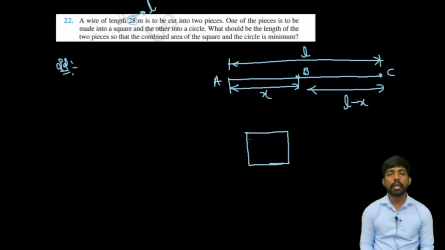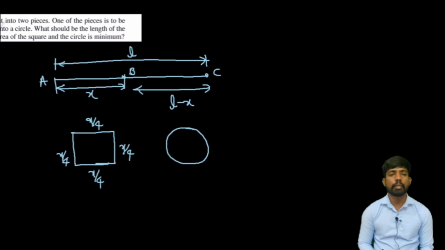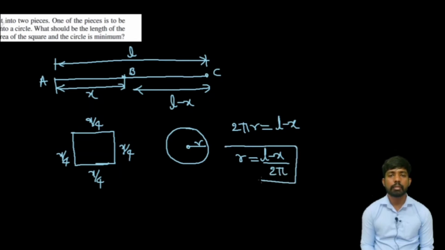What is the side of the square? All sides are equal, right? So x divided by 4 is the side of the square. And the other piece is made into the circumference of a circle. Now we don't know the radius, but the circumference of the circle is 2 pi r, which equals L minus x. We know L minus x. Now from here, can I find the radius as L minus x by 2 pi, right?